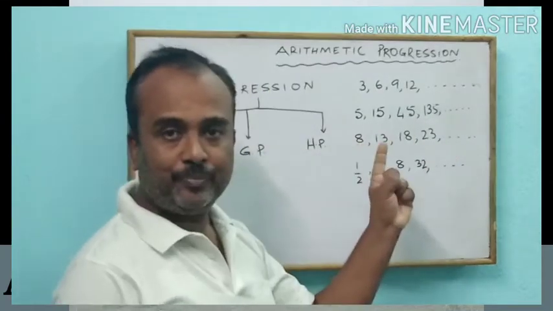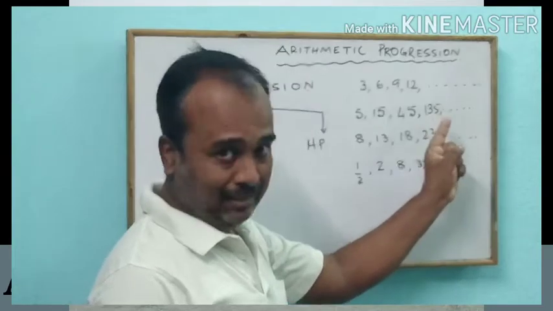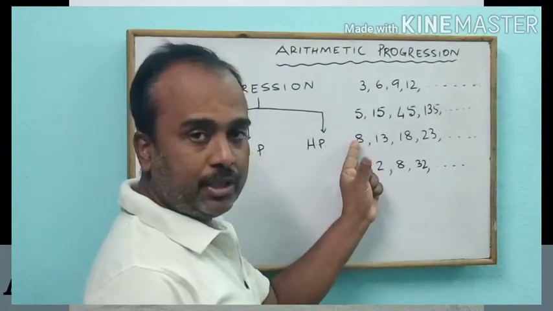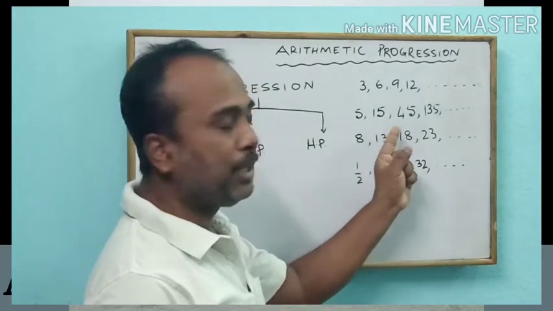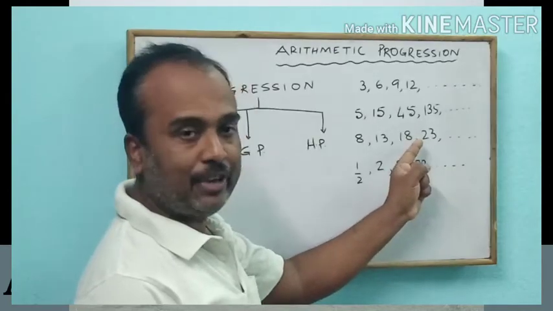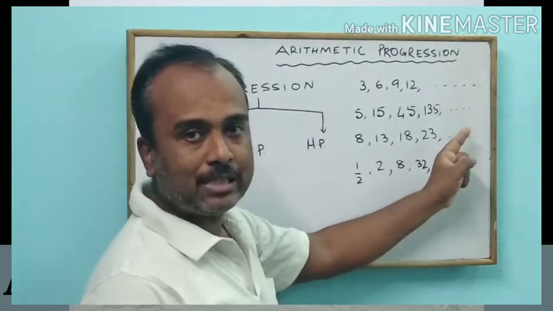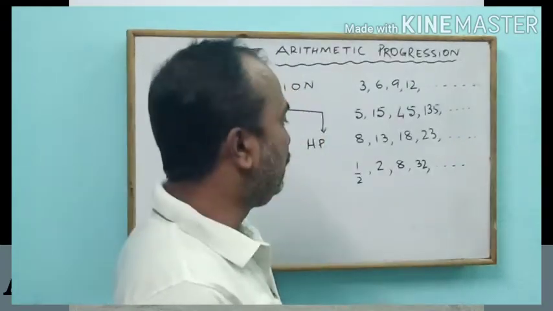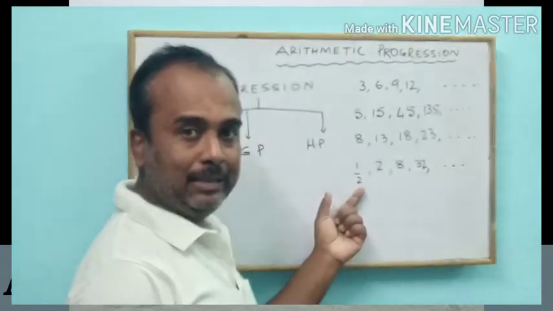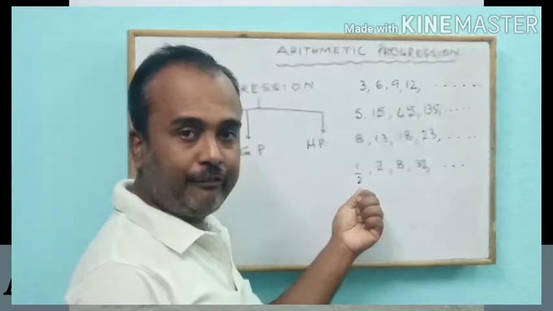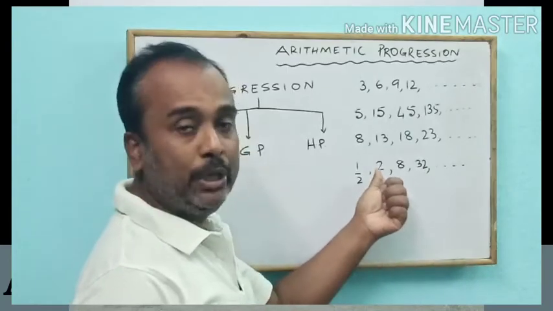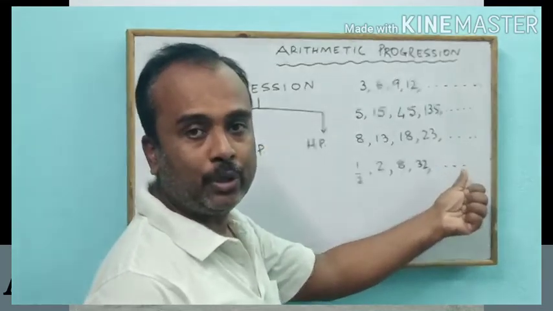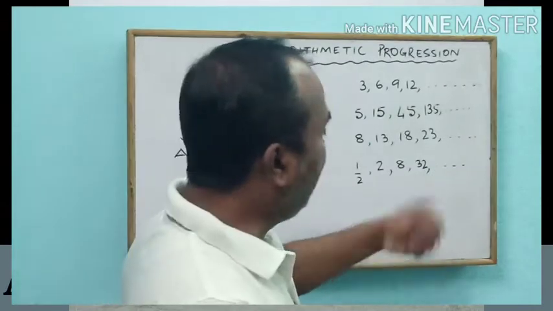Here we see again, we can say definitely that the next number will be 135 into 3. Here 8 plus 5 is 13, 13 plus 5 is 18, 18 plus 5 is 23, 23 plus 5 is 28, and the next number again we can say what it will be. Here if I see this set of numbers, it will be half, half into 4 is 2, 2 into 4 is 8, 8 into 4 is 32, then 32 into 4 is 128.